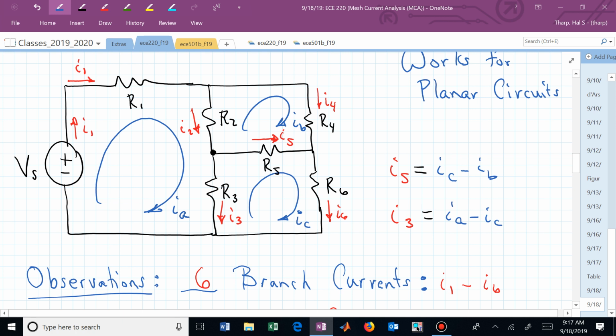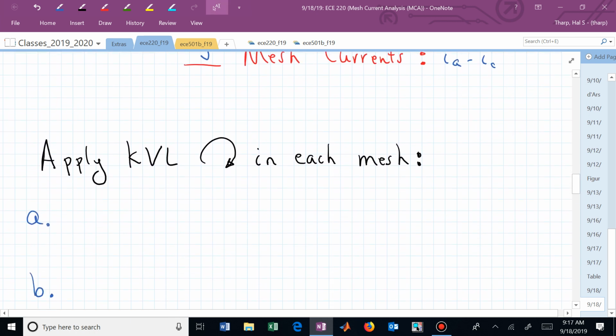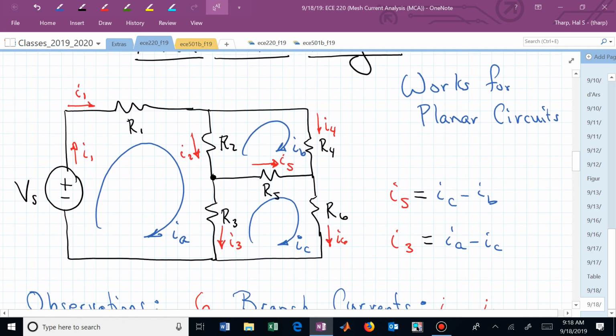That thought process is going to be used now when we apply KVL in each of these meshes. We're going to now write KVL just like we wrote KCL in node voltage analysis. Now we want to write KVL equations associated with each of these meshes. Mesh A, let's start in the lower left-hand corner.